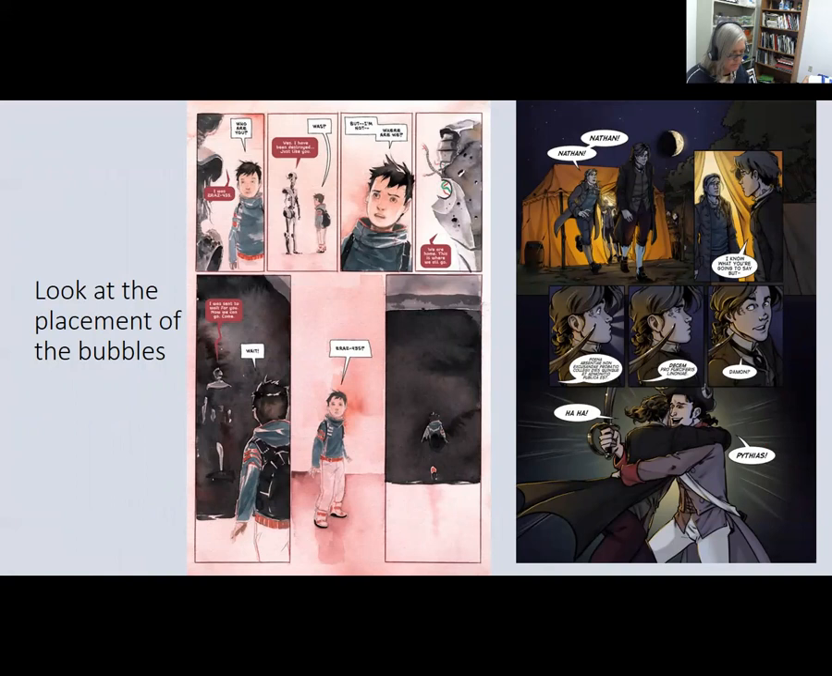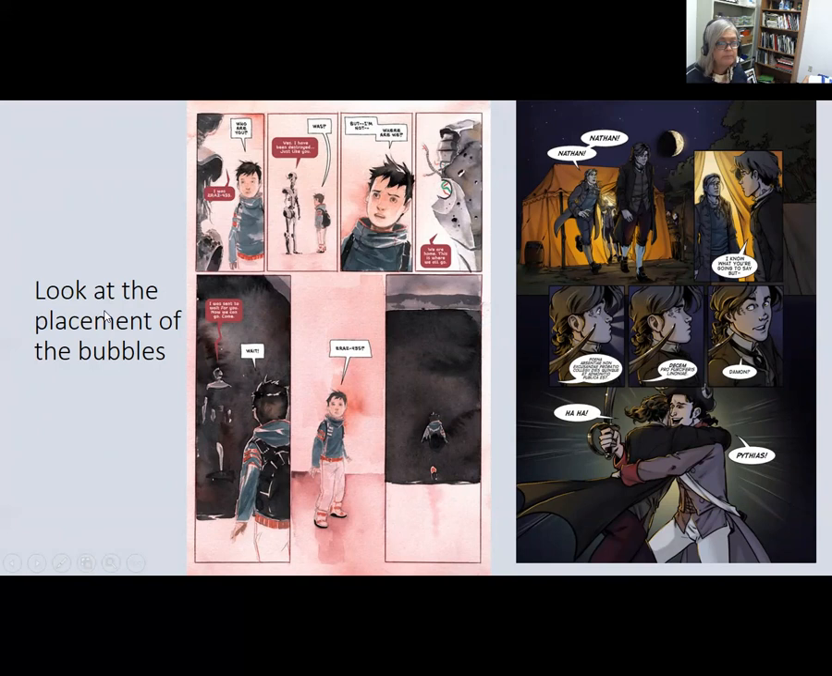Now there's something else that I'm going to tell you in a minute, but also the placement of the speech bubble has to do with who is speaking first. The higher up the speech bubble is, that indicates that that person has spoken first. And then if the speech bubble is lower, it means that person has spoken secondly. So we're going to look at these two pages. I'm going to move my big head out of the way. We're going to look at the placement of these bubbles on these pages.